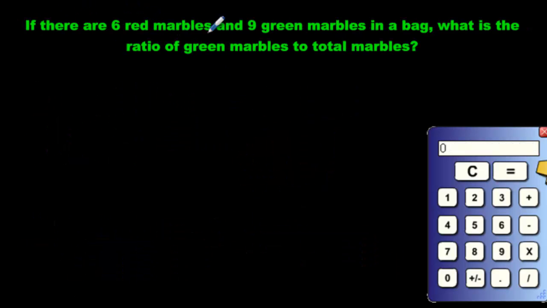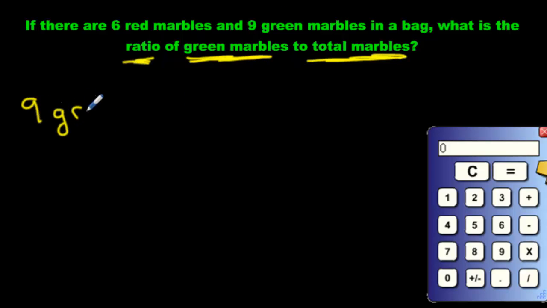If there are 6 red marbles and 9 green marbles in a bag, so imagine that, what is the ratio of green marbles to total marbles? We need a ratio now. We're not talking about rates, and we just want the ratio between green marbles to total marbles. Well, look at this. We have 9 green marbles. Just write 9 green marbles. There, 9 green. To total marbles. How many total do we have? We have 15. 15 total.